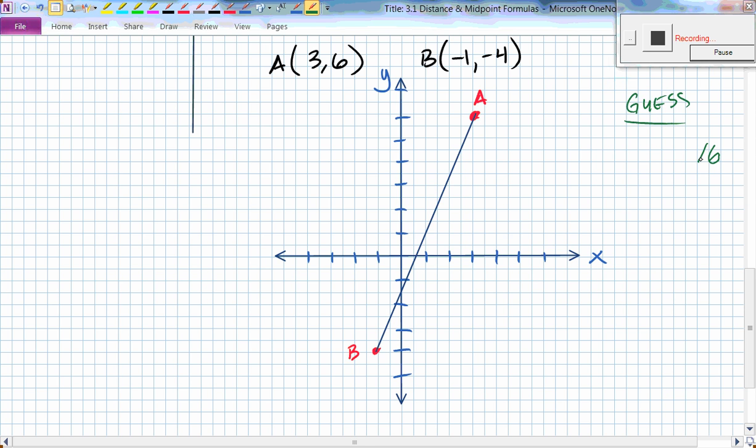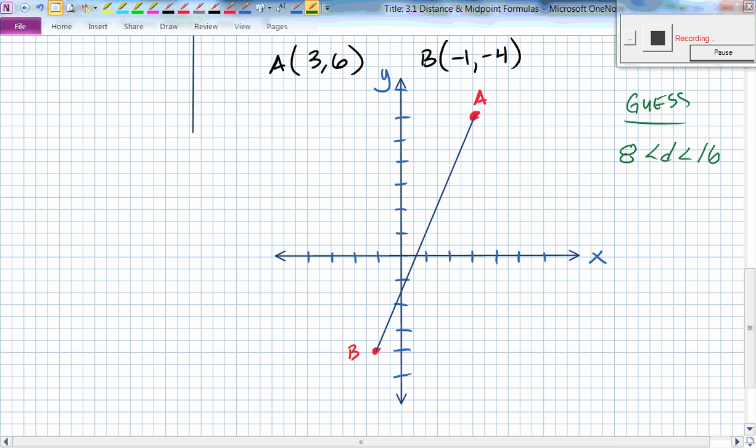Okay, good. Give me a low bound. What's a low bound? Anybody guess low? 9. Anybody go lower than 9? 8. Anybody go lower than 8? So we think our length, I'll call this D, is somewhere between 8 and 16. Is that a reasonable range for us? All right, good. Here we go.